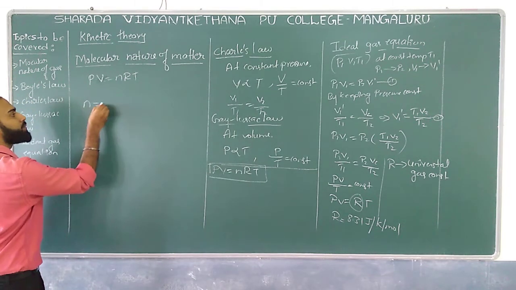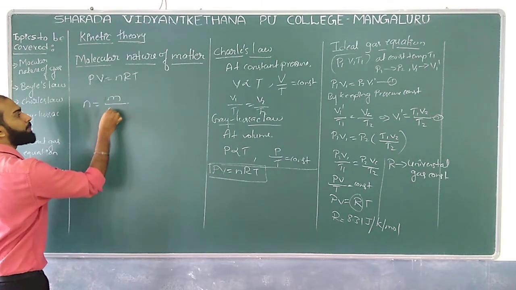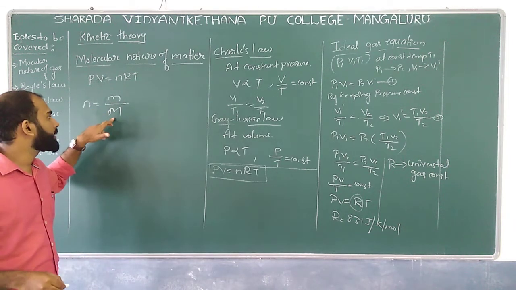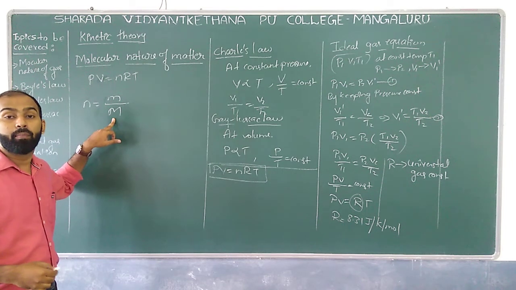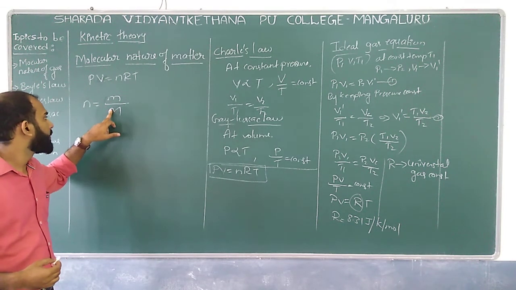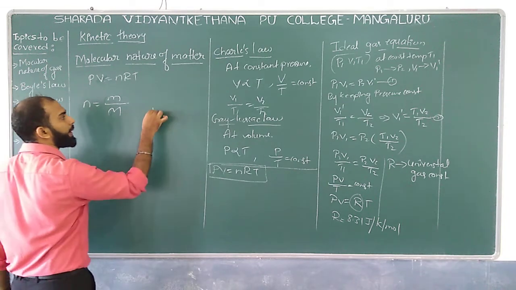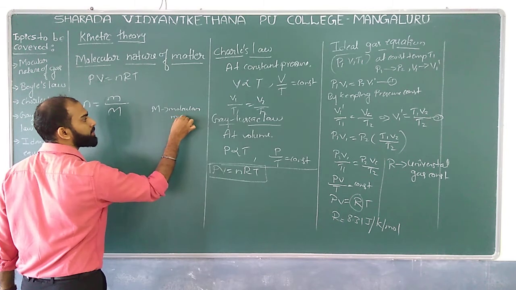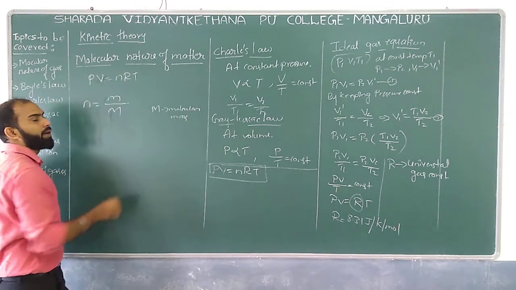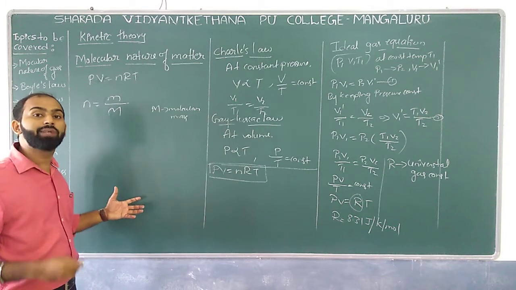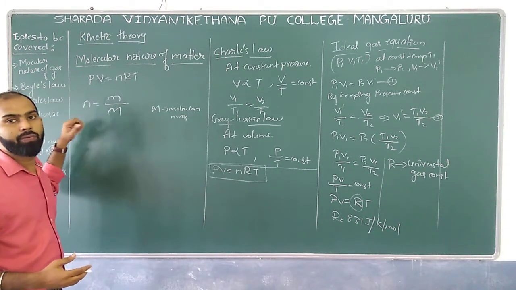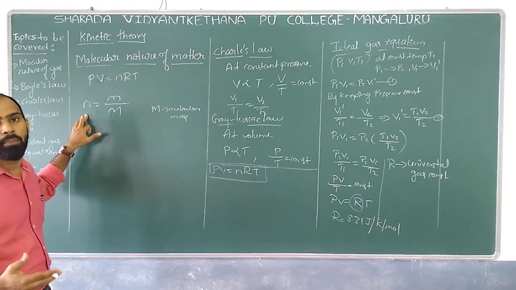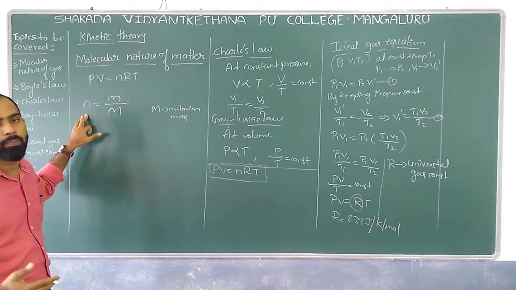So now I can write n which is equal to small m by capital M, where small m indicates the mass of the gas, and capital M indicates the molecular mass. That is the molecular mass, where small m indicates the mass of the gas. That is n moles of gas, the n moles of molecules in m mass of a gas.